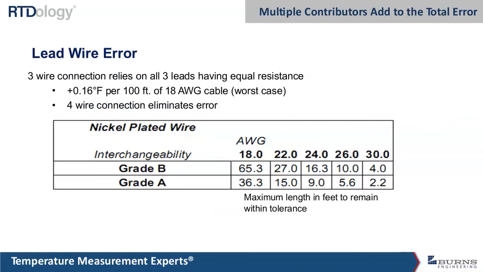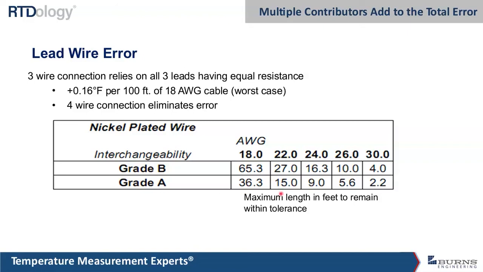Lead wire error really only applies to 2- and 3-wire connections, and most industrial equipment uses either 3- or 4-wire. Very few things use 2-wire except for HVAC type equipment. If you look at an 18 gauge cable, absolute worst case, you get 0.16 degrees Fahrenheit for every 100 feet of it. If we use a 4-wire connection, the transmitters and controllers can completely compensate for that lead wire error.